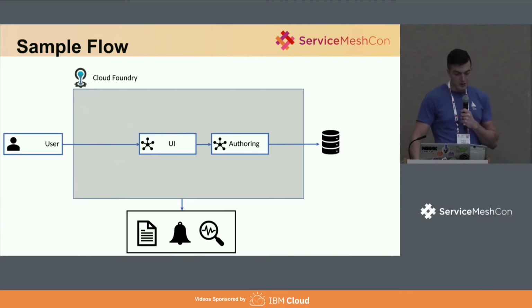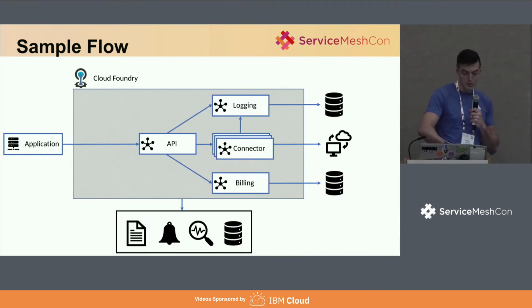So just a quick example of a use case a user may have in this Cloud Foundry environment. The user interacts with the UI microservice to create a flow, and then a separate authoring service stores that user-created flow in a database backend. And behind the scenes, those wrapper libraries are calling external services for logging, alerting, and monitoring services.